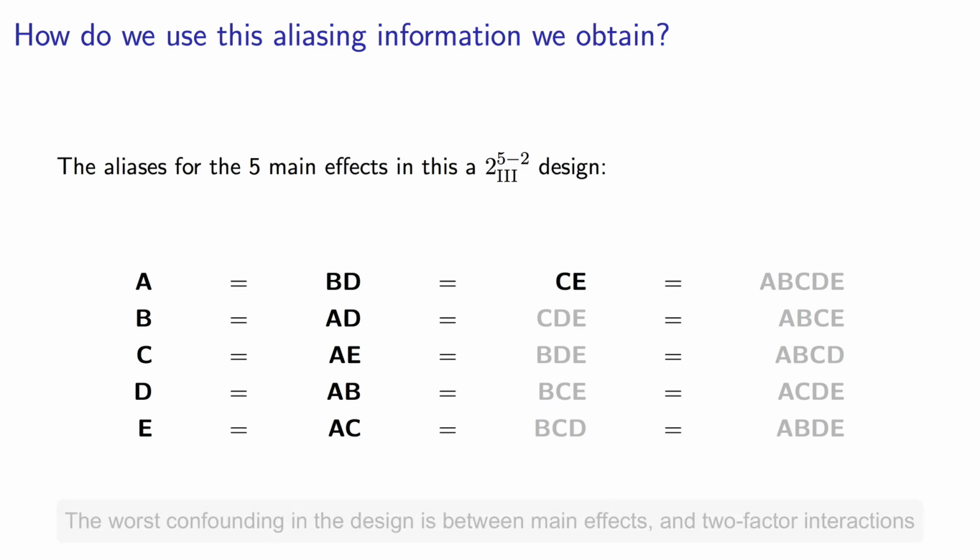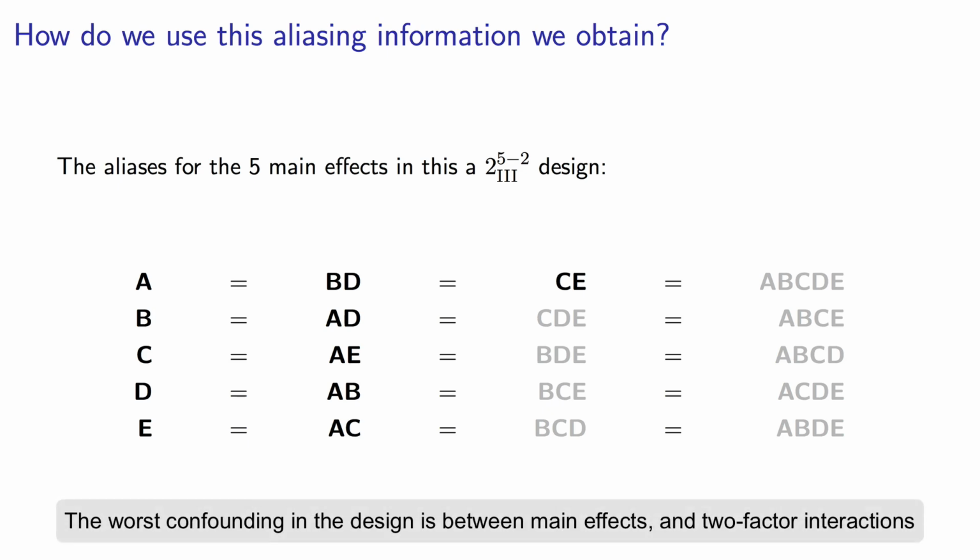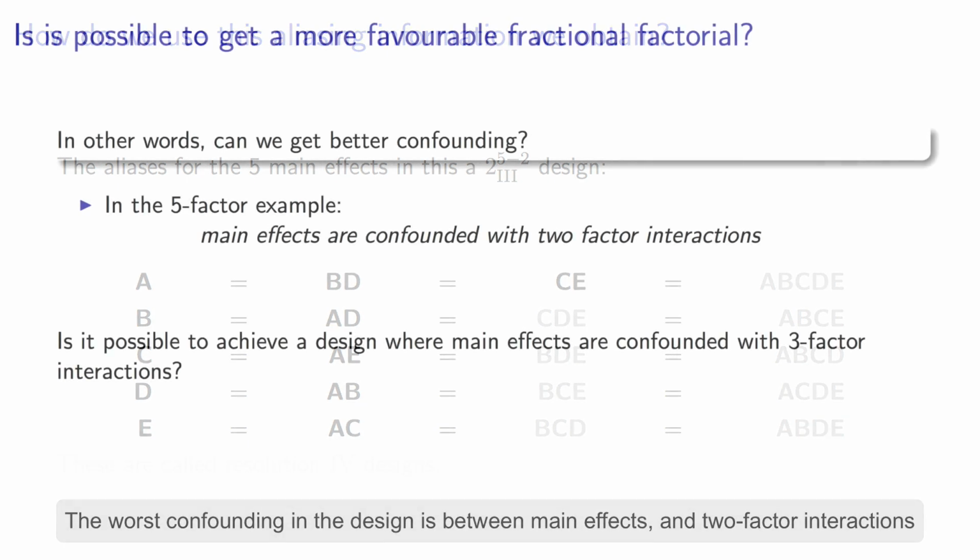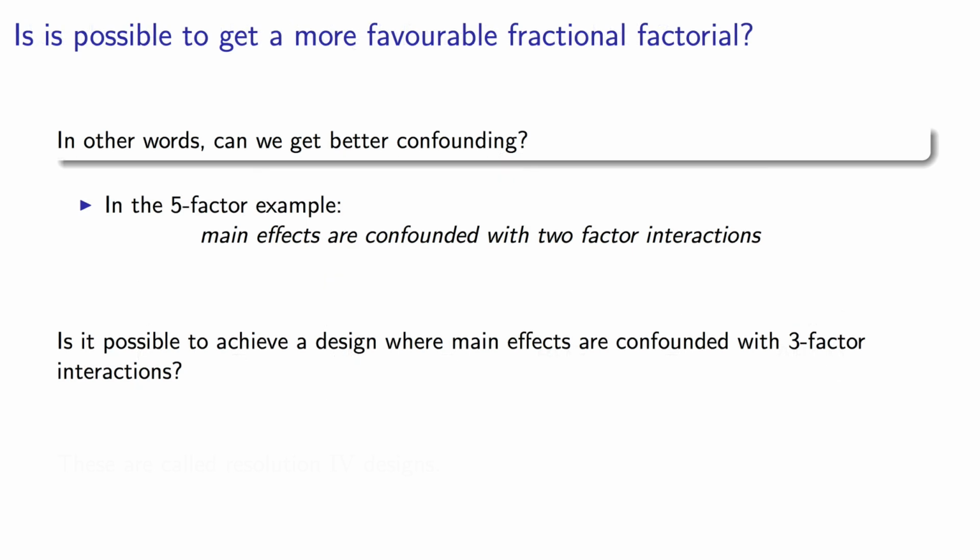One final item I'd like to draw your attention to is to notice that main effects are aliased with two-factor interactions in this example. We call that the resolution of the design. Resolution gives me an idea of the level of confounding in the design, and I'm going to talk more about that in a minute.